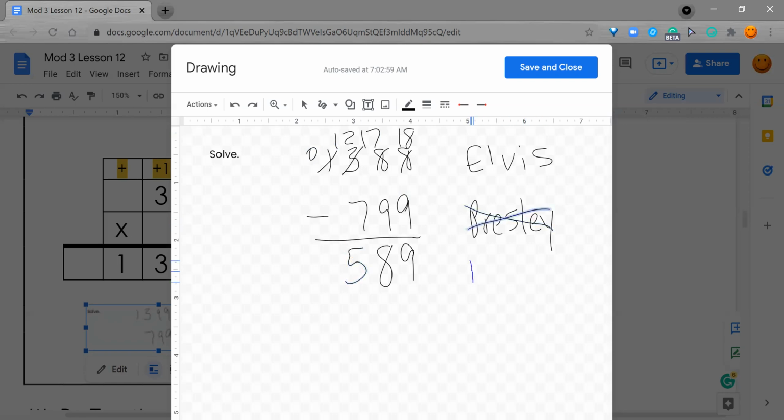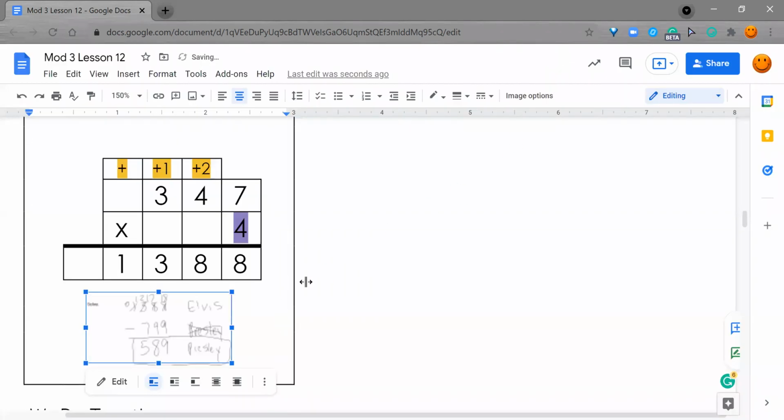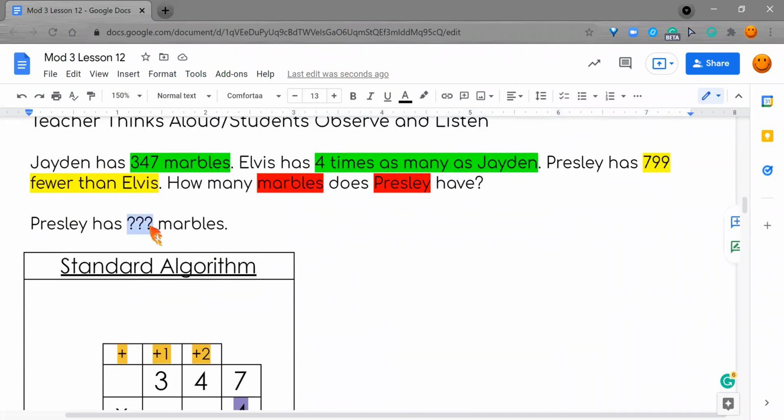I put Presley in the wrong spot, you guys. We knew he had 799 less. So Presley has 589 marbles. So this is the number we're looking at. Okay, you guys, I'm going to hit save and close. And now 589. Being I've already have this set up, all I have to do is put in my number. Presley has 589 marbles.